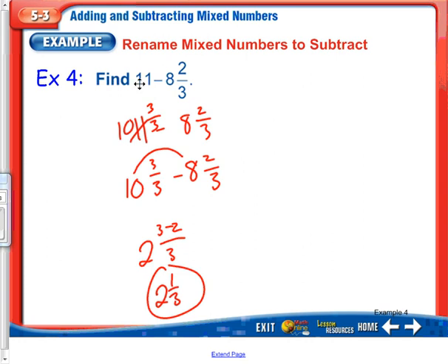Okay, so whenever you do have a whole number and you're subtracting, you're going to want to get that renamed into a different mixed number, so that way we can subtract that extra fraction there.